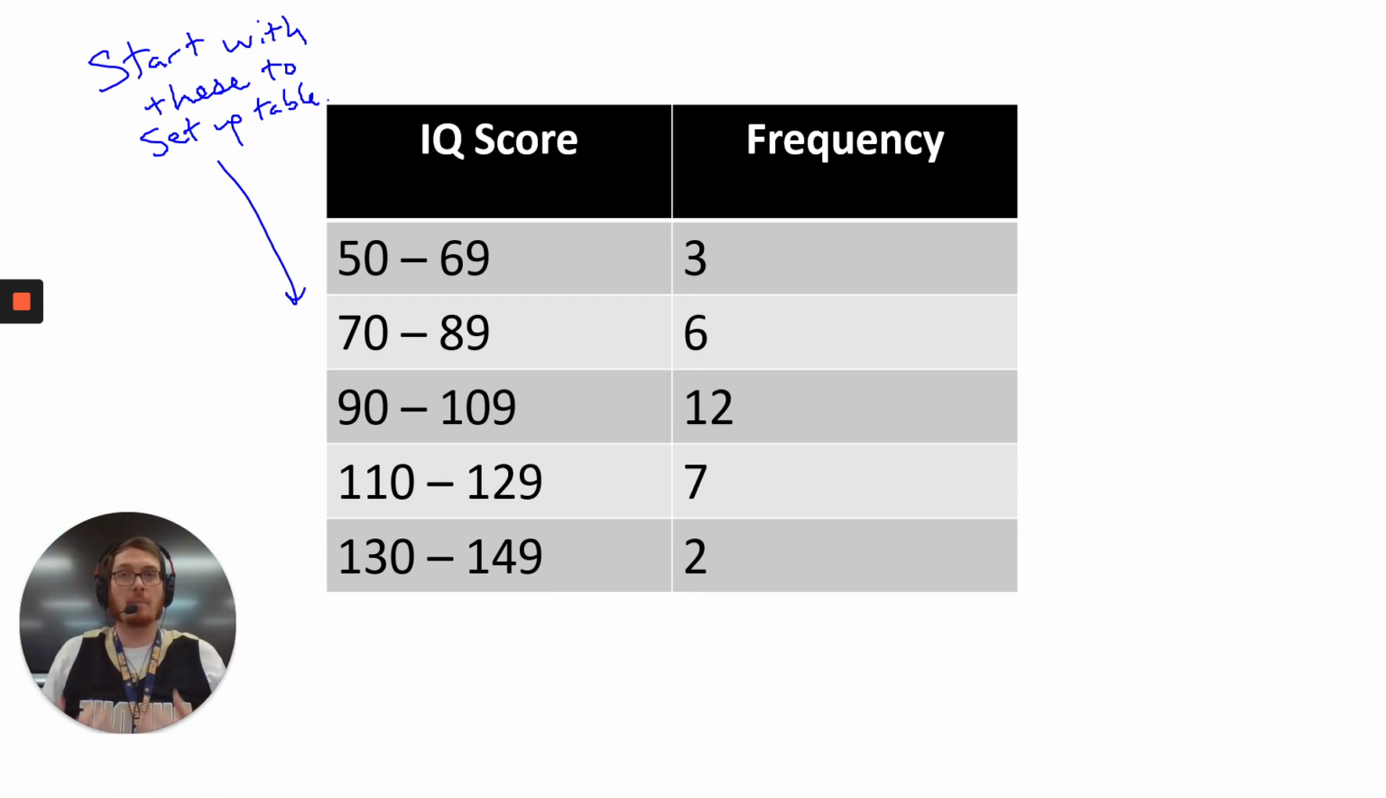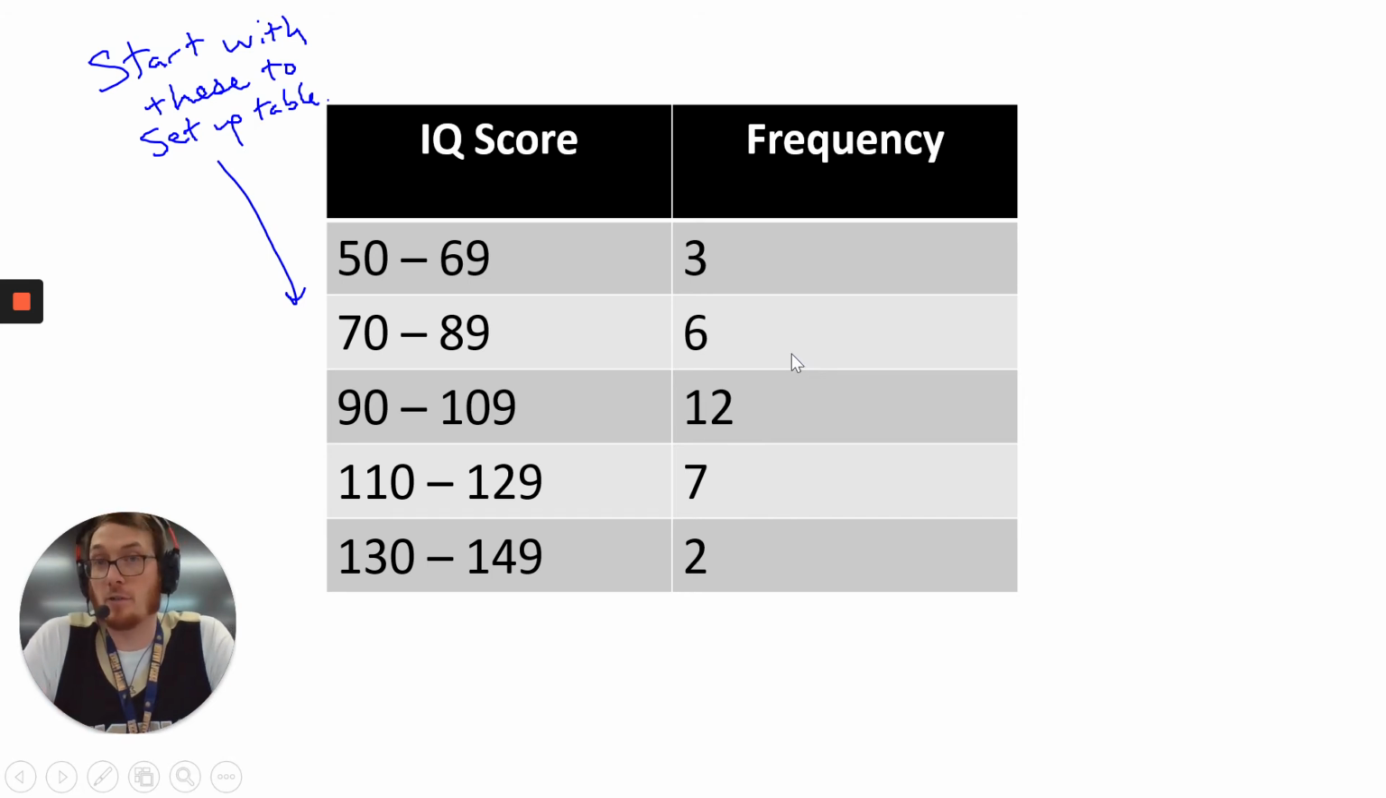My suggestion would be make sure that that column is set up first and then figure out how many are in each group. So make sure this category is set up, these pieces are set up, and then figure out how many are in each group. And that's literally just go through the list and see how many fit this category. Go through the list, see how many fit this category, et cetera, et cetera.